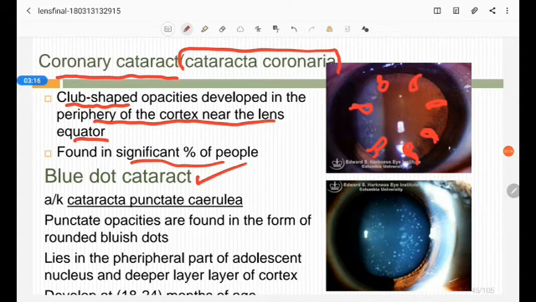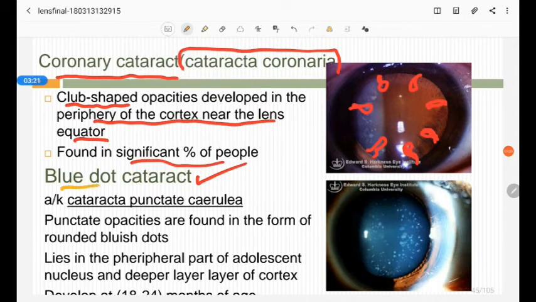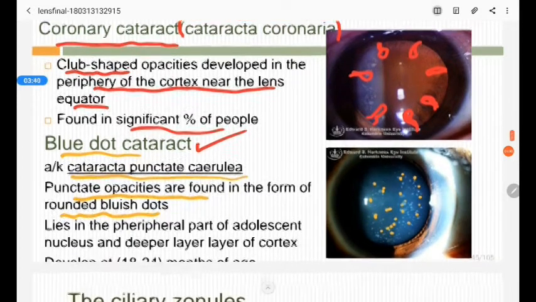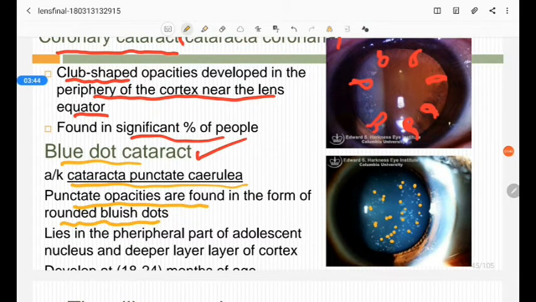Next is blue dot cataract. As the name suggests, there are a lot of blue dot like opacities which you can see usually in the cortical matter. Cataracta puncti ceruleae. These are opacities that are found as rounded bluish dots, and they lie again in the periphery of the adolescent nucleus and deeper layers of the cortex.